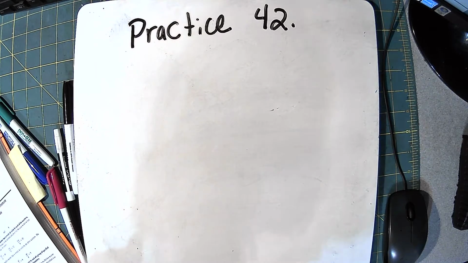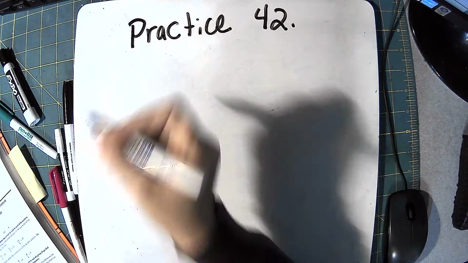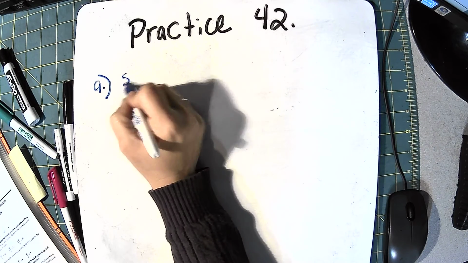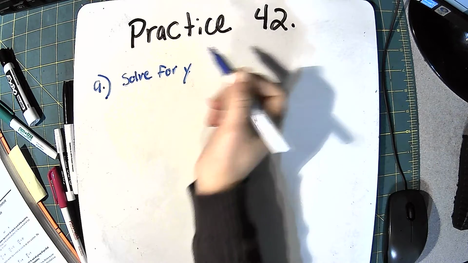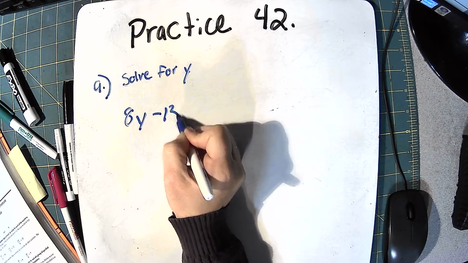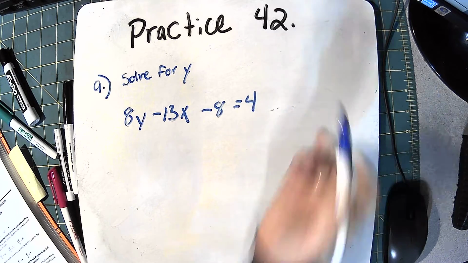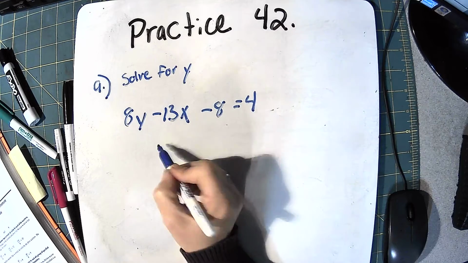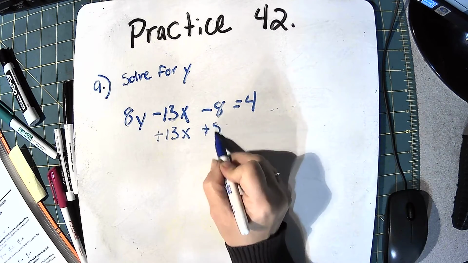All right, these are the practice problems for set 42. All right, A. It says we're to solve for y. This first one says 8y minus 13x minus 8 equals 4. Okay, so I'm solving for y. That means I got to move everything else to the other side. So I'm going to say plus 13x and plus 8.